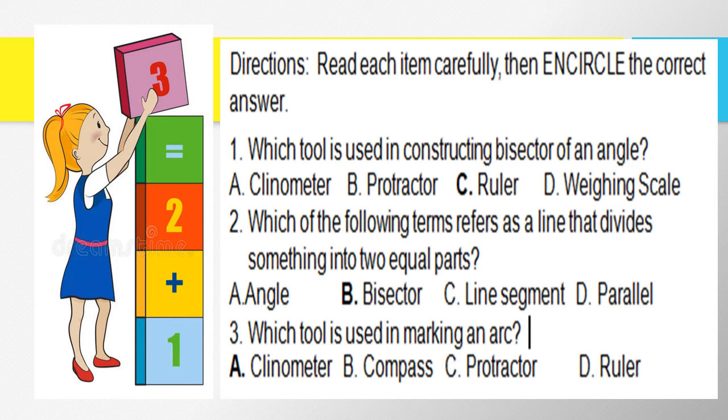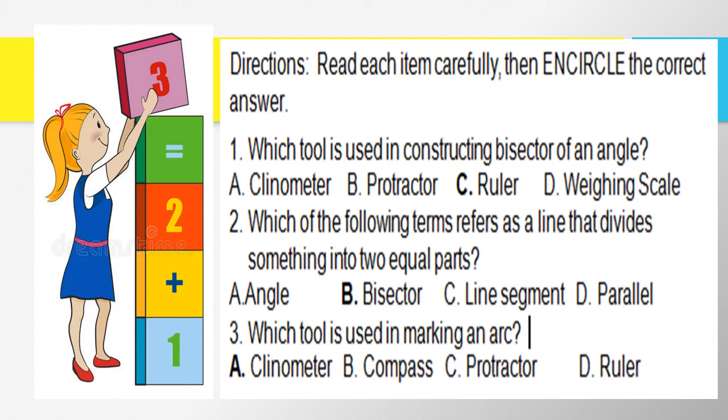An angle is a union of two non-collinear rays with a common endpoint called the vertex. A line segment consists of two endpoints. Parallel lines do not meet.